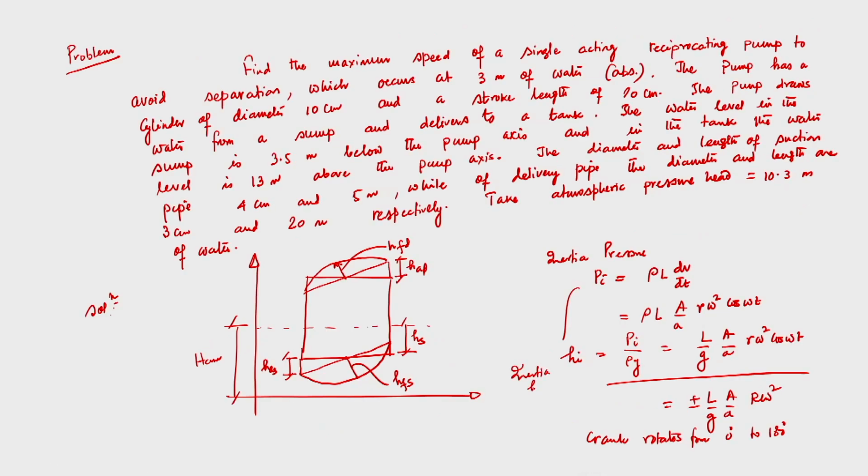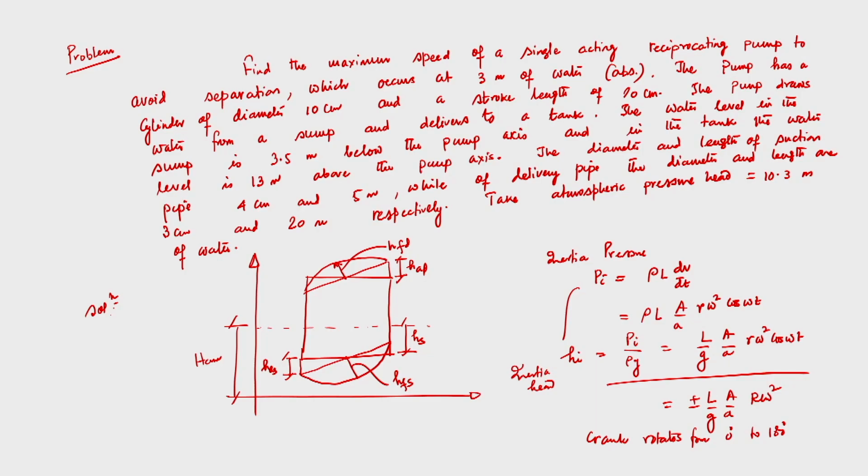This is the inertia head, and this is omega t, because this is very important. At the beginning, the crank rotates from 0 degree to 180 degree, so it starts maybe the suction stroke and it ends, and again from 180 to 0 degree. So cos 0, that is at the beginning of the suction stroke, it is cos 0. So this is the inertia head. Similarly at the beginning of the delivery stroke, it is again L by g, A by As, omega square r, plus minus.